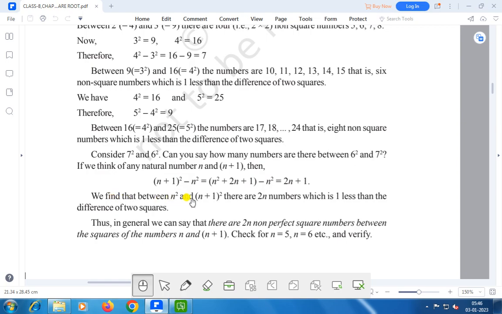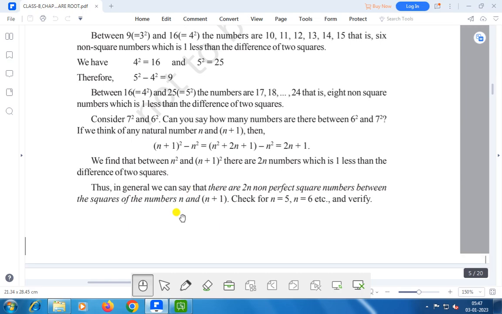We find that between n squared and (n plus 1) squared, there are 2n numbers, which is 1 less than the difference of the two squares.